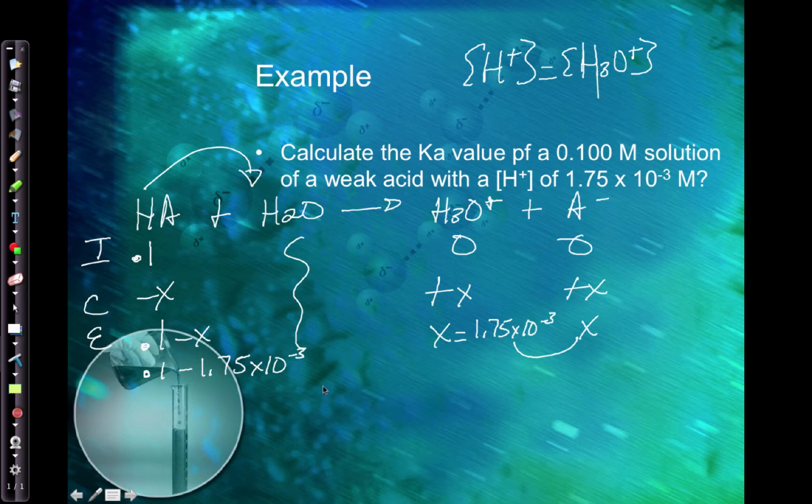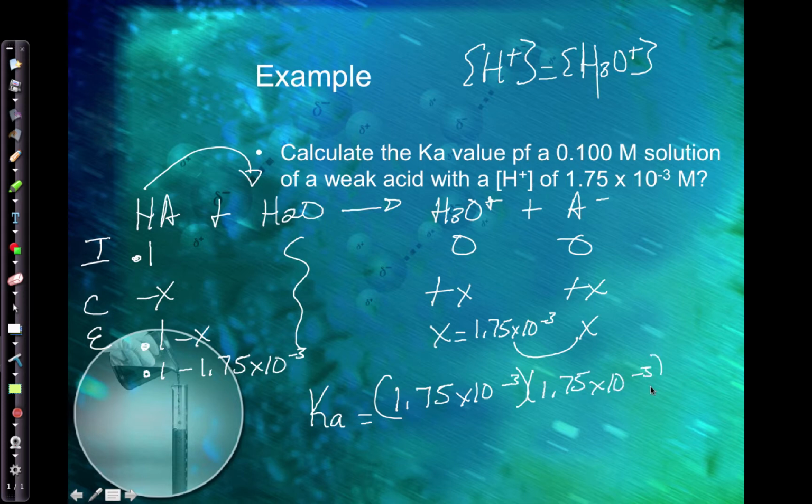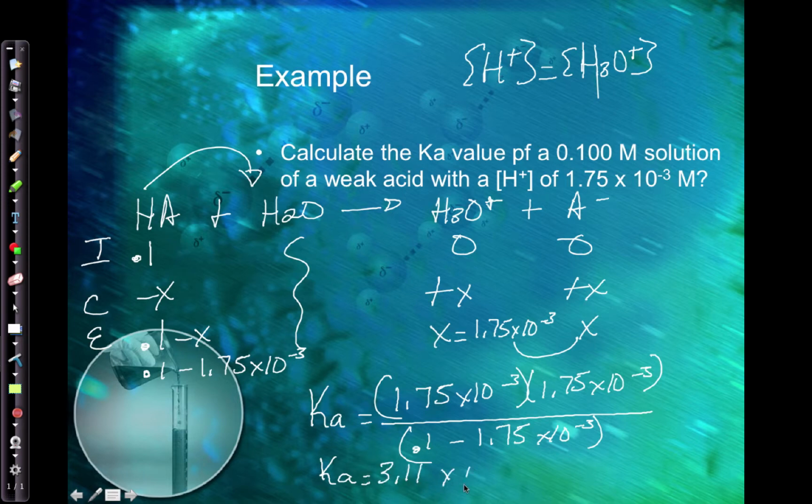Well, let's just plug everything into the K expression then. So Ka is equal to the concentration of hydronium, which is this, times the concentration of the conjugate base, which is the same thing, divided by 0.1 minus that number. All right, so then afterwards, when you calculate that, you should get your Ka value, and I got 3.11 times 10 to the negative 5th.